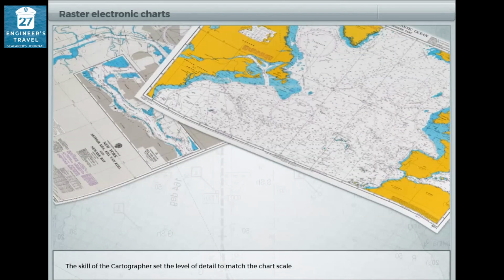An important feature of paper charts is the scale of the chart. A scale of 1 to 4,000 would be a harbour chart, while 1 to 27 million is an ocean chart. The cartographer who made the paper chart added a level of detail to suit the chart scale. This factor is very important with electronic charts, because they are copies of paper charts.